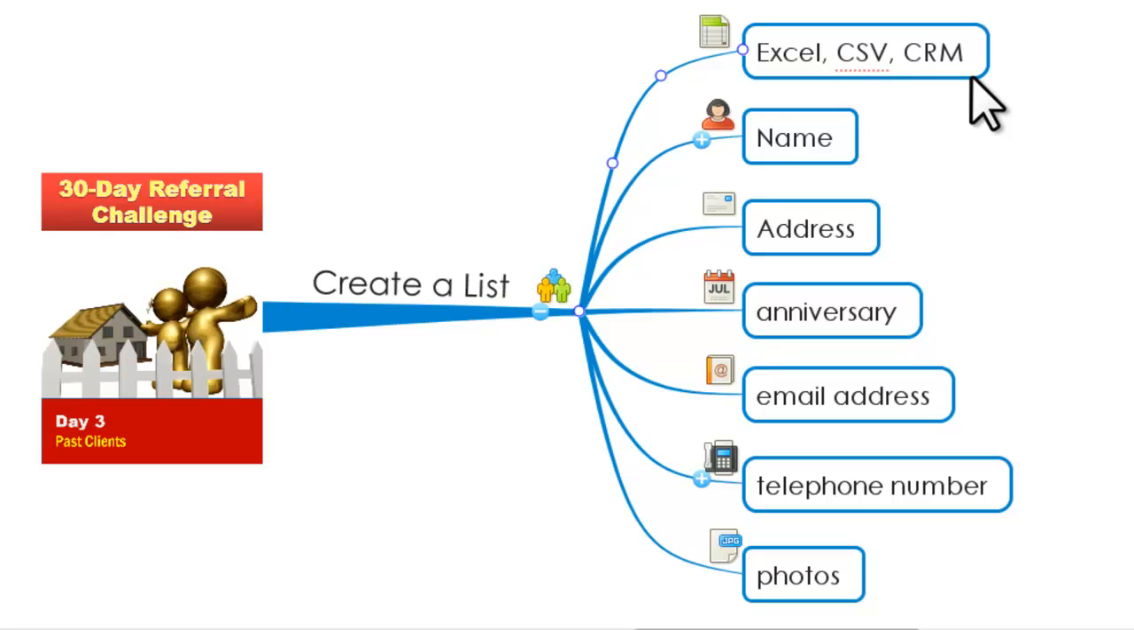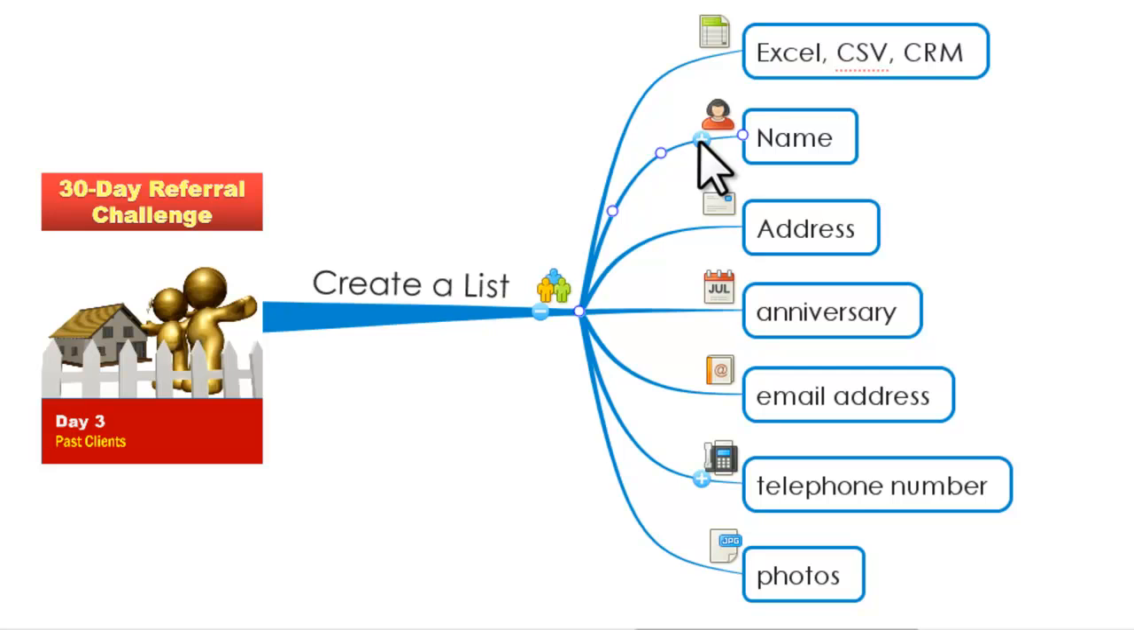I mean, if you have to go and pull some files, whether they're sitting in a file cabinet or in different files on your computer or in the office, whatever it takes, get this information and put together a list of past clients. What are some of the data fields that you need?